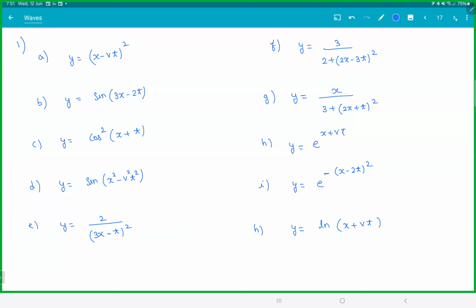What do you guys think? Which ones are wave functions? If it is not a wave, which condition is not satisfying? Just give it a try. Take a minute, finish it off. I'll be back in a minute.